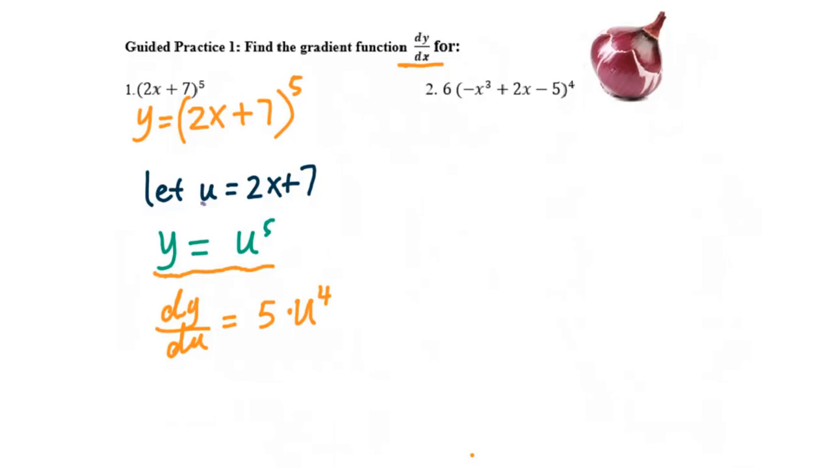Then look at this one. u equals 2x plus 7. For this function, when we do the derivative, you will get du by dx, because x is the independent variable for this function. That is 2, because the derivative for 2x will be 2. The derivative for 7 will be 0.